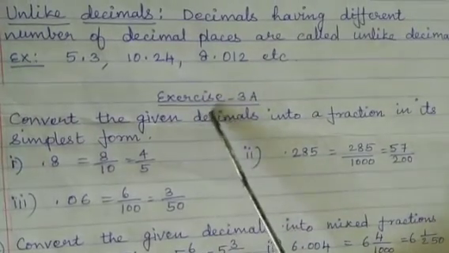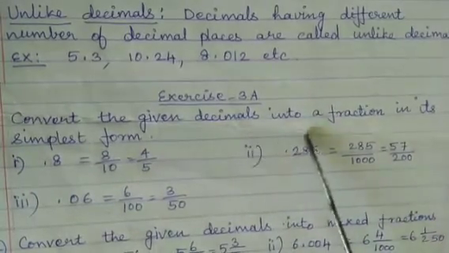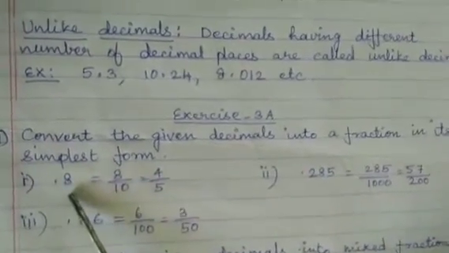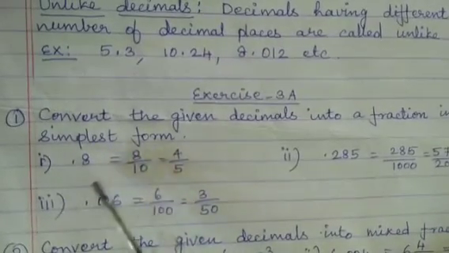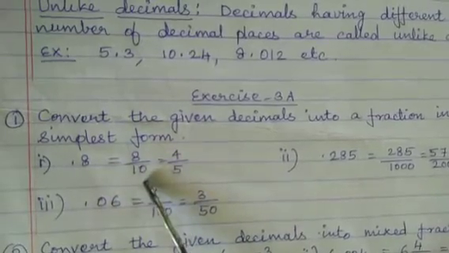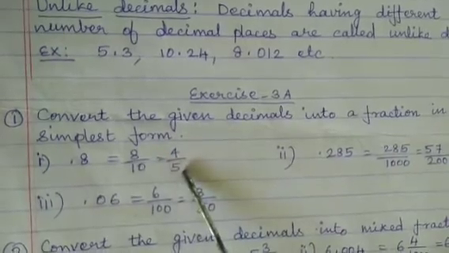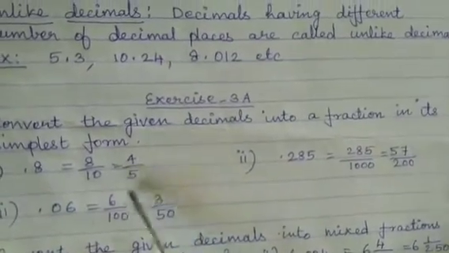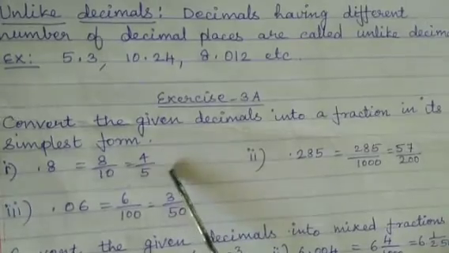Now move to exercise 3A. Question number 1. Convert the given decimals into a fraction in its simplest form. Here the question is given 0.8. First we are converting into a fraction. Here the decimal place is 1, so we write 8 by 10. One decimal place, so divided by 10. And bring it into the smallest form. 4 2s are 8, 5 2s are 10. That is 4 by 5, the simplest form. After that we cannot simplify it, that is, the HCF of 4 and 5 is 1 only.